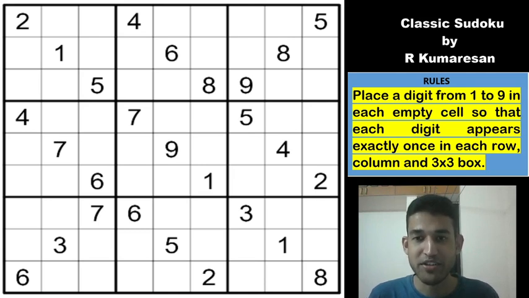Today's video will be on a classic Sudoku created by Kumaresan. Kumaresan has contributed to us many classic Sudokus in the past, and his Sudokus we have used a lot to explain many advanced Sudoku techniques. He keeps contributing to us, and we are extremely thankful and glad for that. We hope that he continues contributing, because all of his classic Sudokus have some advanced techniques and are so much joyful to solve. So the rules of the Sudoku are simple classic. Each row, each column and each 3x3 box will have digits from 1 to 9 without any repetitions.